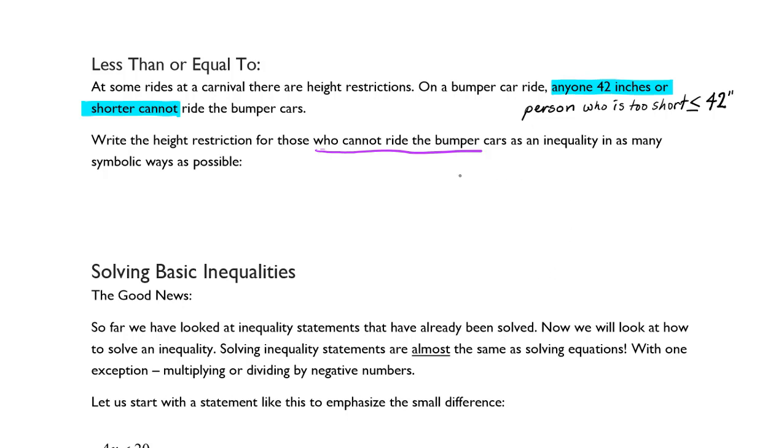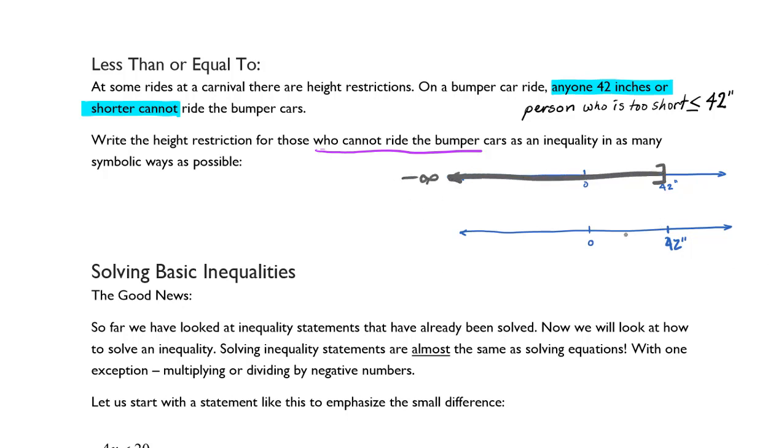And now we're going to write two number lines, one for brackets and parentheses, the other one for open dot, close dot. We'll go ahead and put 42 inches over here on the right of 0. In the first number line, we'll have a bracket opening to the left. So anything to the left is true for somebody too short. And in our second scenario, we'd have a closed dot going to the left, which is also true. Anyone too short would be to the left.